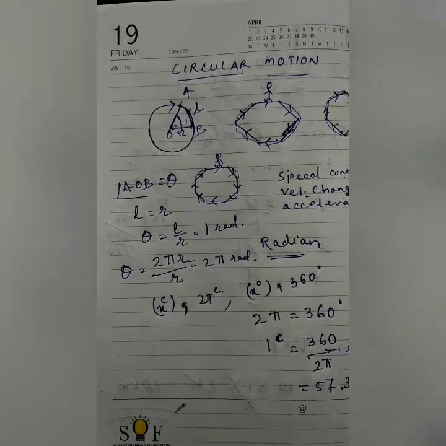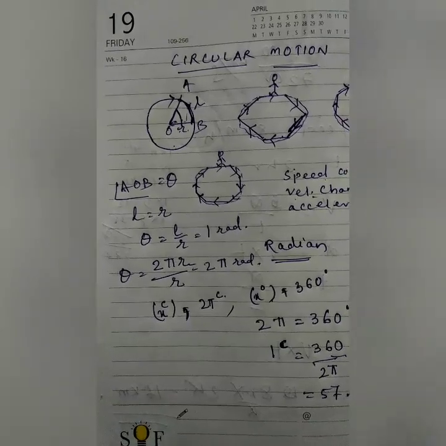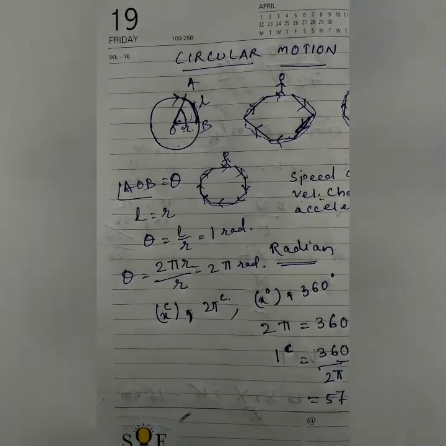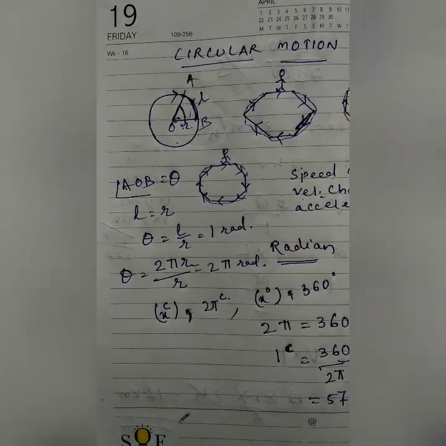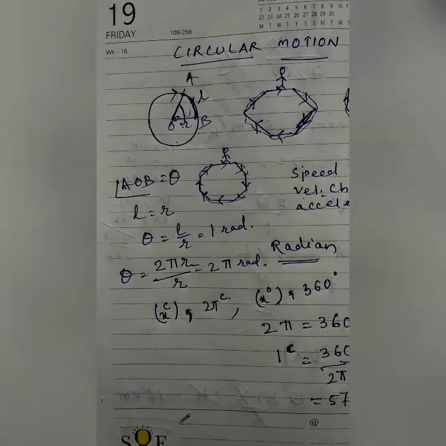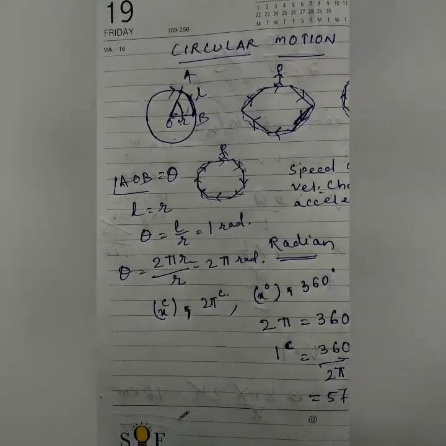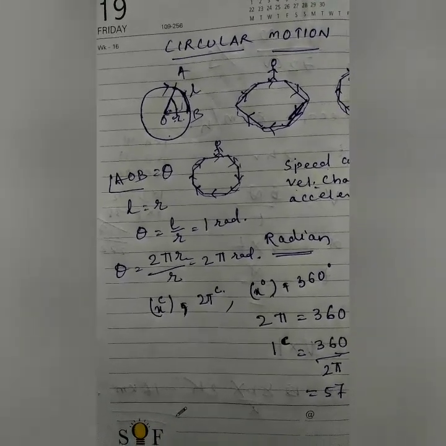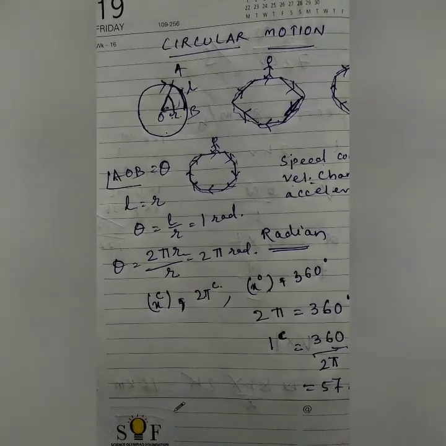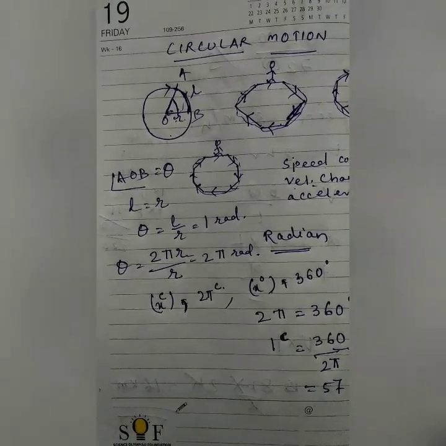Hello children, today we'll start learning more about circular motion. About circular motion you have read in standard 9 that the motion of a body moving around a fixed point in a circular path is known as circular motion. If it is uniform circular motion, then the magnitude of the velocity during the circular motion of the body is constant.